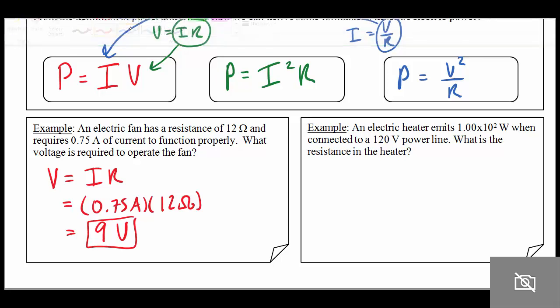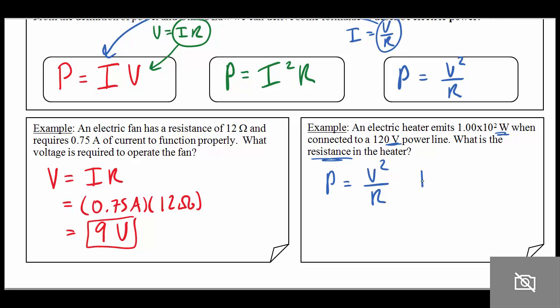And our next question here, an electric heater emits 1.00 times 10 to the 2 watts, or 100 watts. When connected to a 120 volt power line, what is the resistance of the heater? Well, looking at what I know here, I know the power, and I know the voltage, and what I want is a resistance. So looking at my three choices of formulas, I'm going to choose this third one right here, which says power is equal to voltage squared divided by resistance.